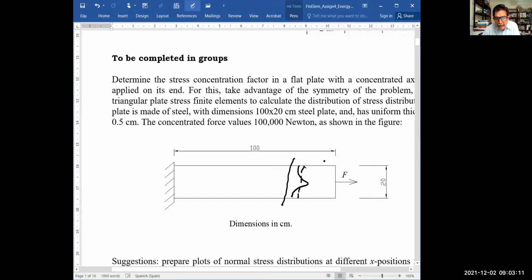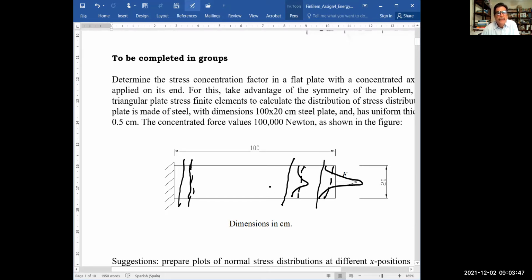If I make a cut here, I'm not going to have something like this. I'm going to have something like this. If I make a cut here, yes, the stress distribution will be very close to uniform. So if you apply this force here in a very concentrated way, the stress in this area will be much larger than just F divided by A.